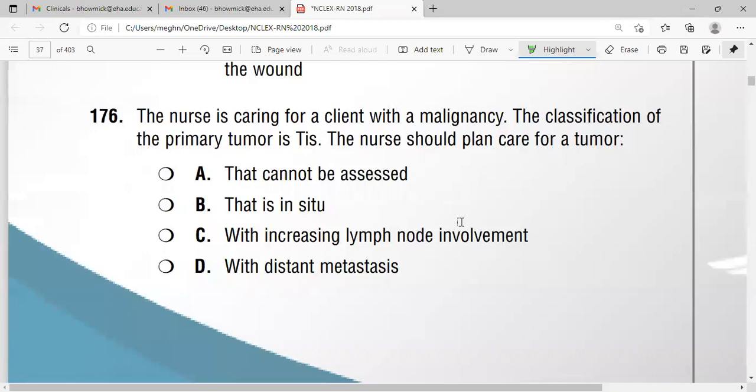What next? The nurse is caring for a client with a malignancy. The classification of the primary tumor is TIS. The nurse should plan care for a tumor A that cannot be assessed, B that is in situ, C with increasing lymph node involvement, and D with distant metastasis. So the correct answer is that it is in situ.